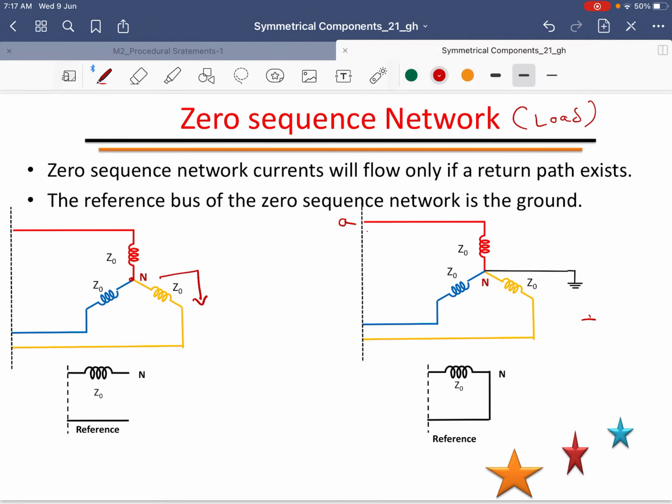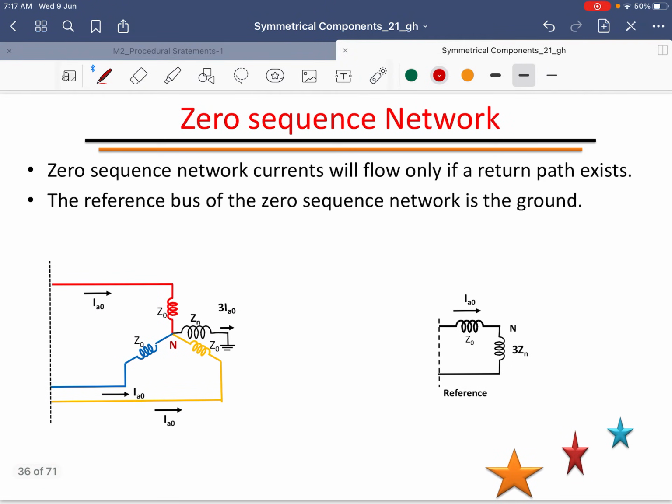Now, the third case we are considering is a return path with impedance. You can see here the zero sequence current with grounding through Zn. Once again, the currents entering here are IA naught, because all zero sequence currents have the same magnitude. All these three currents enter into this particular node, and it comes out as 3 times IA naught. The total current, 3 times IA naught, flows towards the ground. There is a return path for this network here.